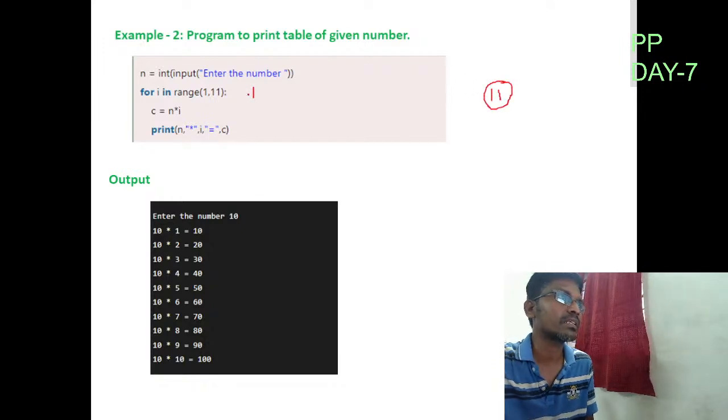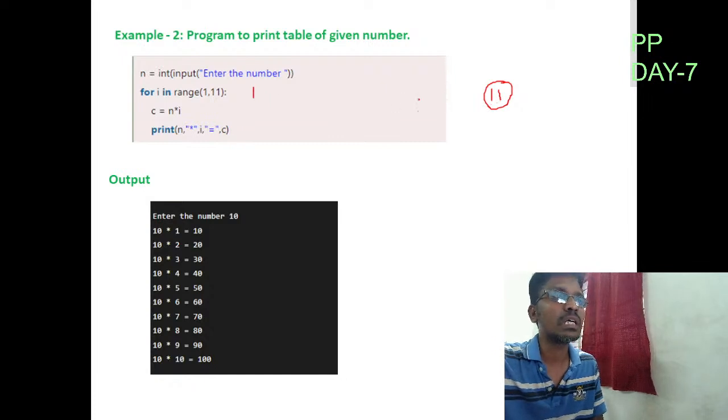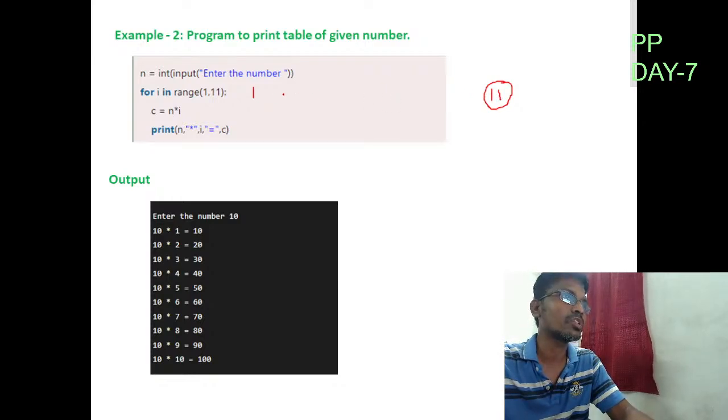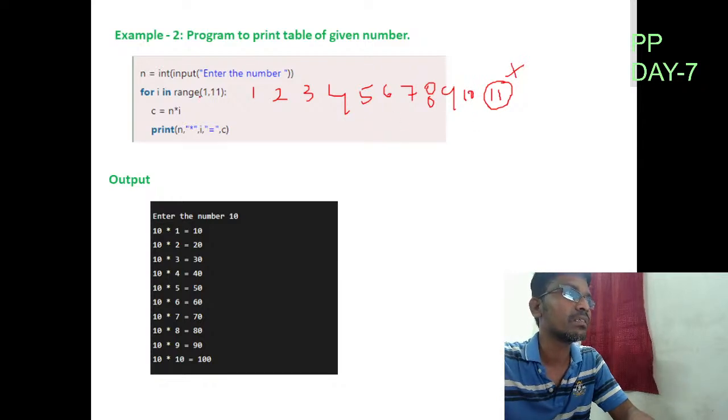So what are the numbers from 1 to 11? 11 is excluded, and the number before 11 is 10. So 1 to 10: 1, 2, 3, 4, 5, 6, 7, 8, 9 and 10. And 11 will be excluded, while 1 will be included. That is the meaning of range(1, 11). That's why I am taking 1 comma 11, because 11 is excluded. Then I got the numbers from 1 to 10.